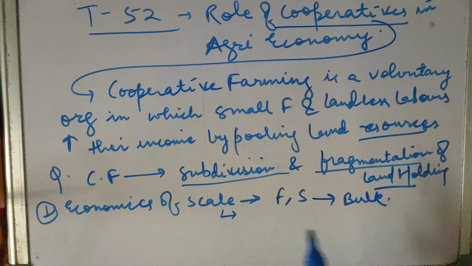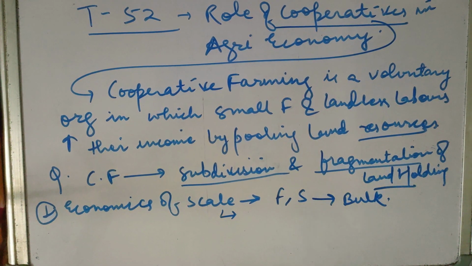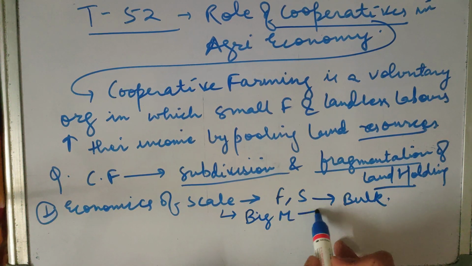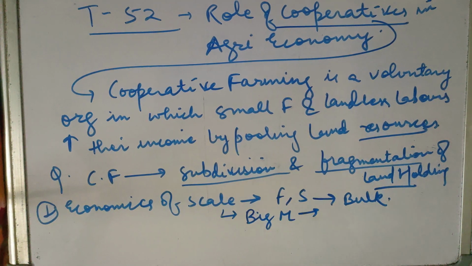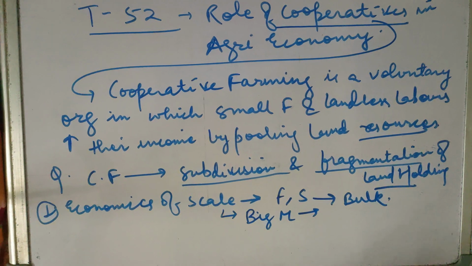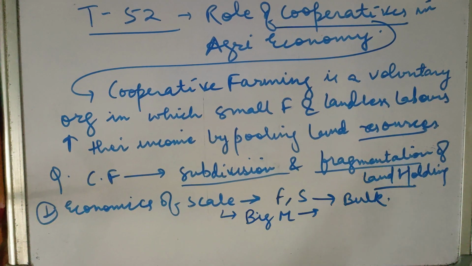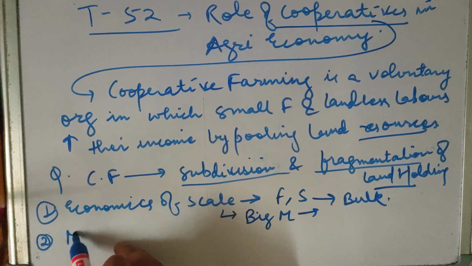You can also add that big machinery is purchased by the whole society and used by everyone. In the cooperative society, big machineries are purchased and can be used by everyone. For a small or marginal farmer, it is difficult to buy big machinery. It will cost him very high. So they pool up their money, they buy the machinery, and everyone uses the machines.